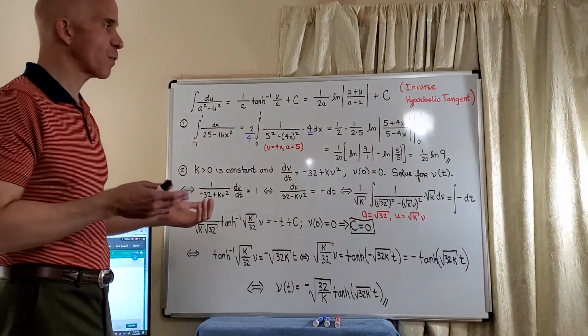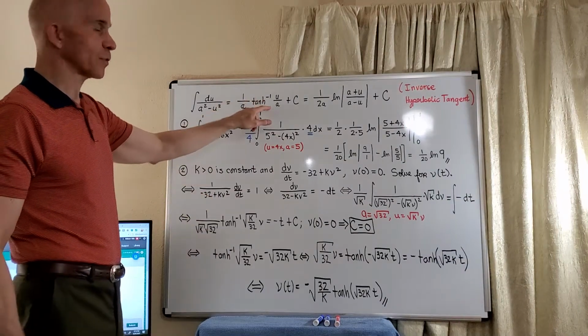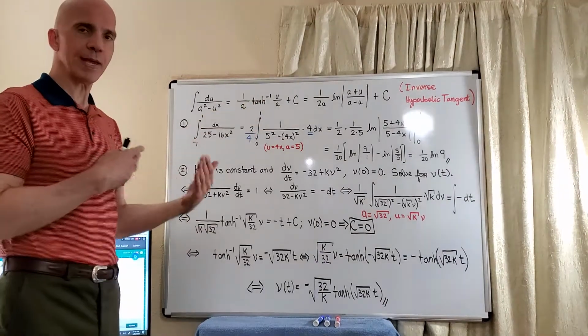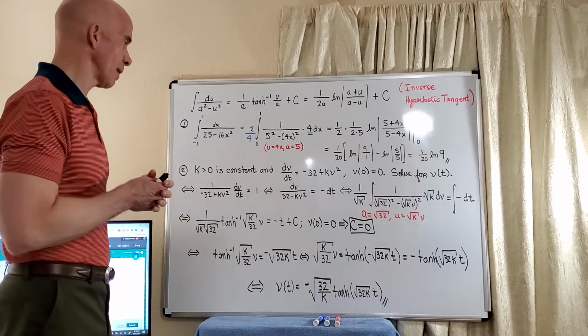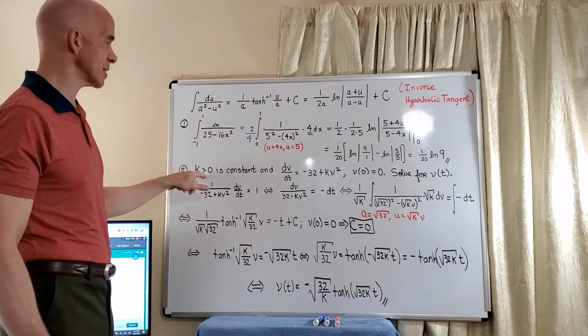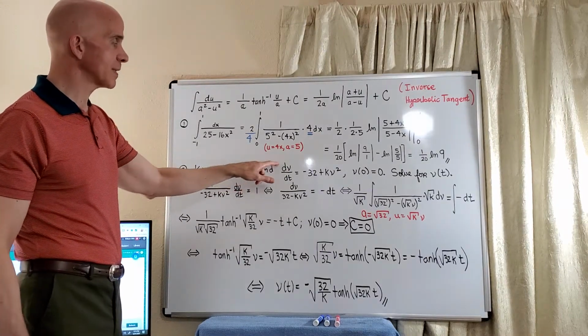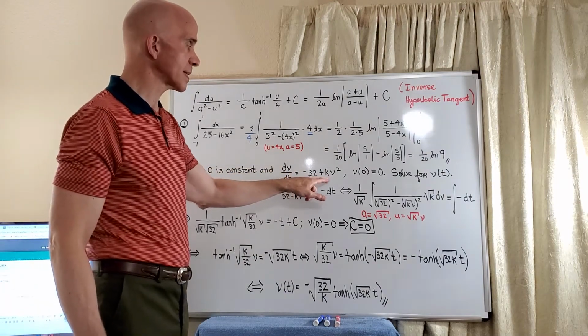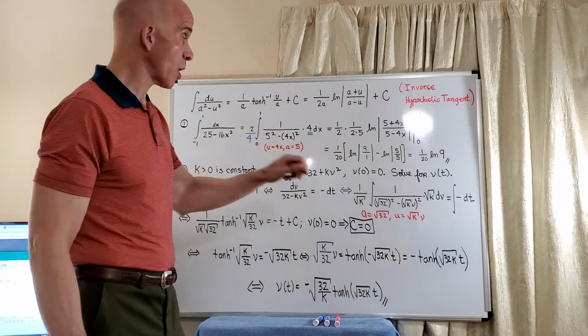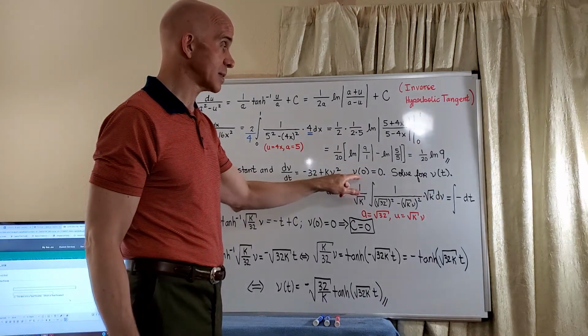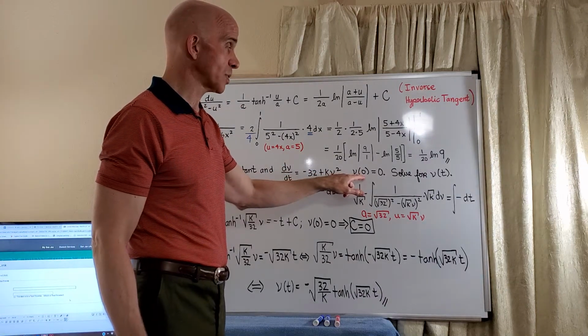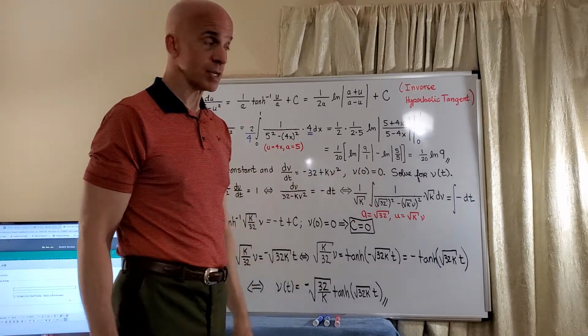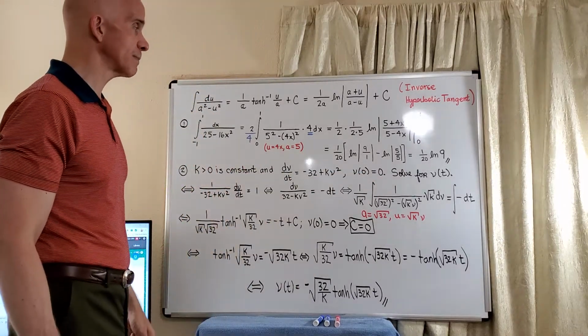Now, in the next problem, we're going to actually opt for this formula. So this is more of an engineering type physics problem. We're given that k is positive, it's a constant, and we're given that the acceleration dv/dt is -32 plus k times v squared. And we're also given that v of 0, that is the velocity measured at time t equals 0, is also 0. And we want to solve for v of t.